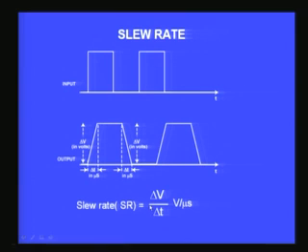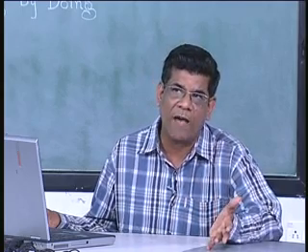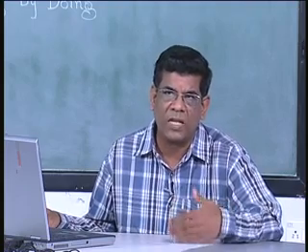This is a very simple way of measuring slew rate, and I will give you a numerical example for an op amp having a slew rate of 2 volts per microsecond. This is a very typical value of the slew rate for many operational amplifiers. What is the maximum closed loop voltage gain that can be used when the input signal is 0.5 volts in 10 microseconds? You can see that slew rate can introduce a restriction on the gain that I can have, not only the bandwidth. This is because slew rate is also indirectly related to the bandwidth, the rise time and things like that.